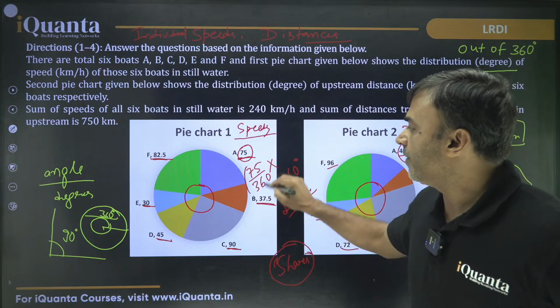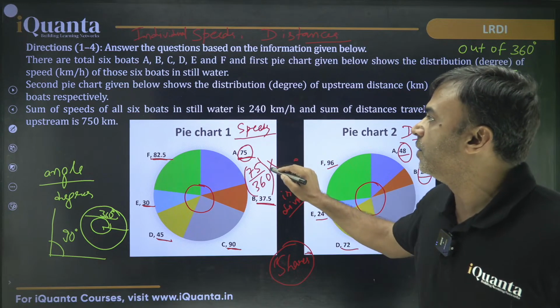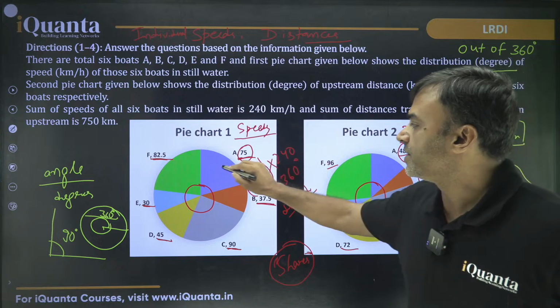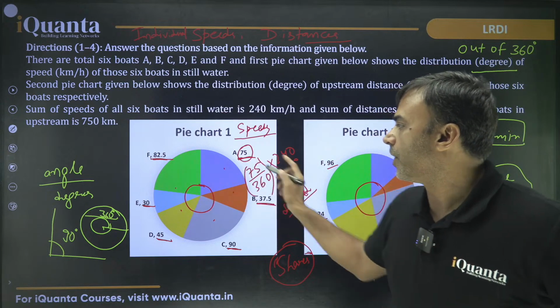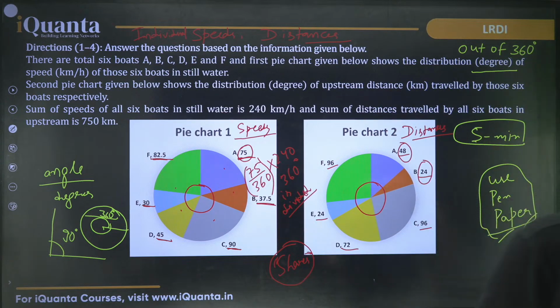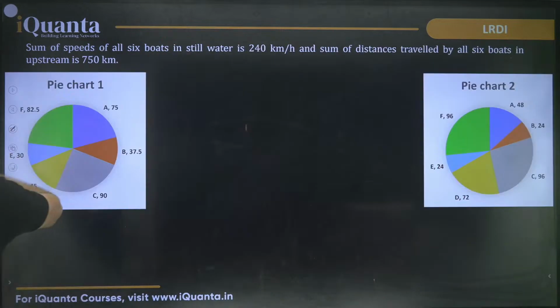Okay, so this is our fractional share and the total value is 240. The total sum of all of them is 240. So 75 by 360 into 240. Very good. Let's go to the next slide. There we have more space and we'll do the calculations one by one.